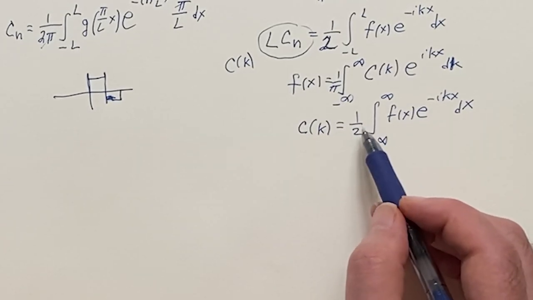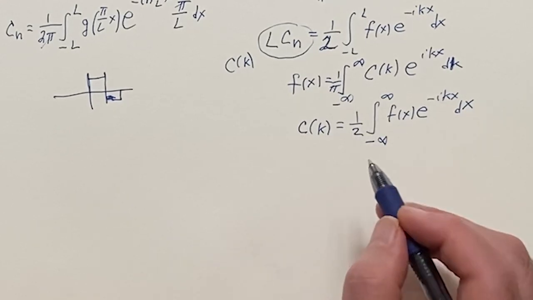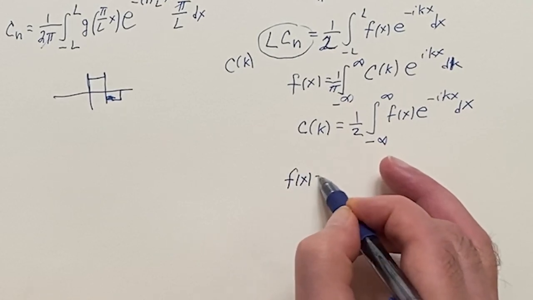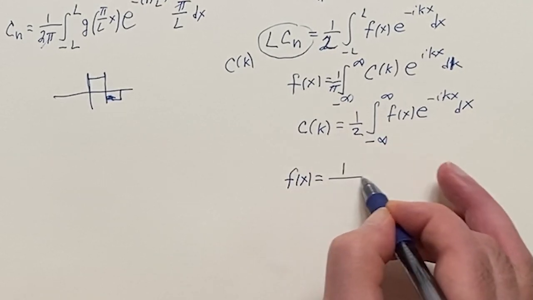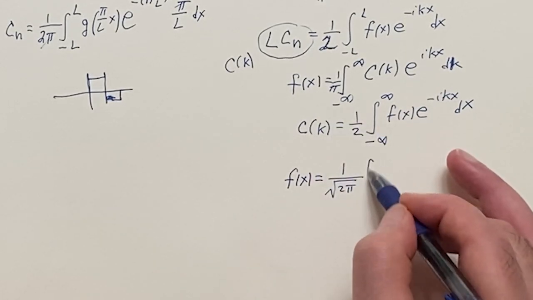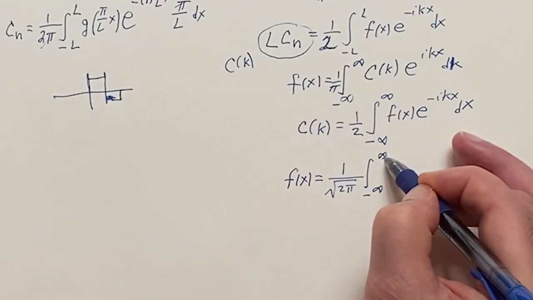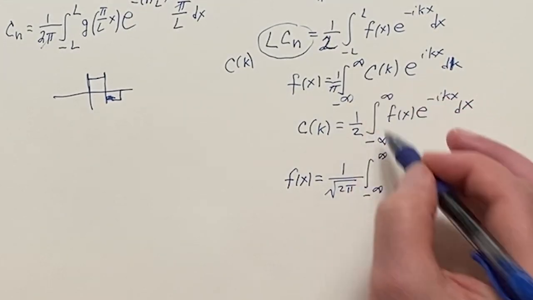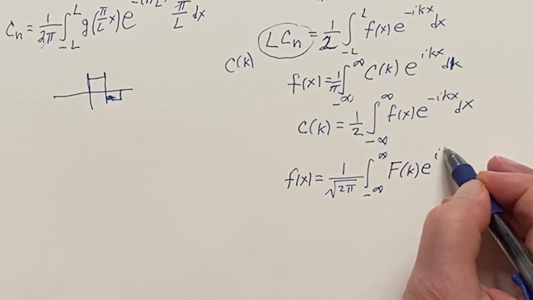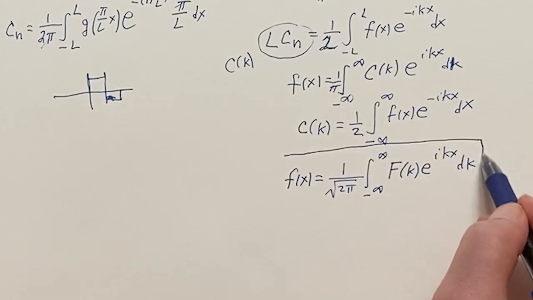What I like to do, since there's a pi there and a 2 there, I like to use the notation. Not all authors do this. I like to then split the difference and have one over the square root and put the 2 and the pi together with a square root sign. And this is then minus infinity to plus infinity. And then we'll make that C a K, a capital F of K, e to the ikx dk. All right.